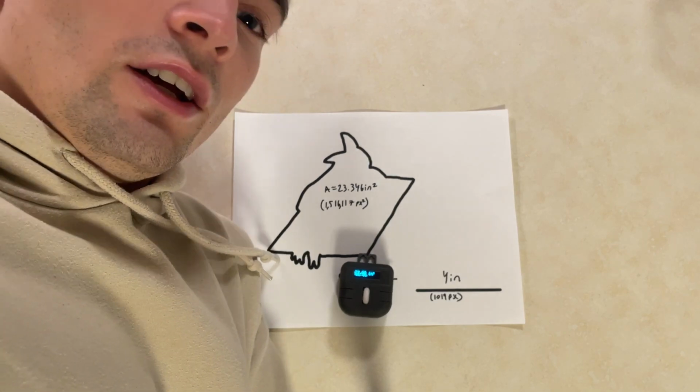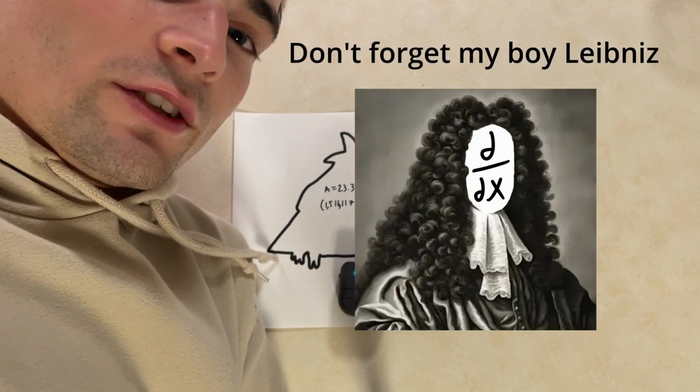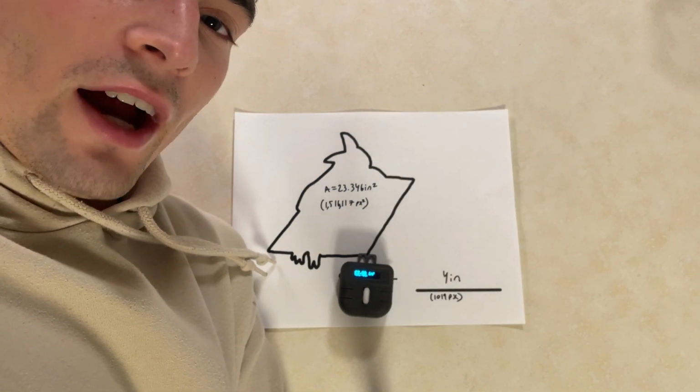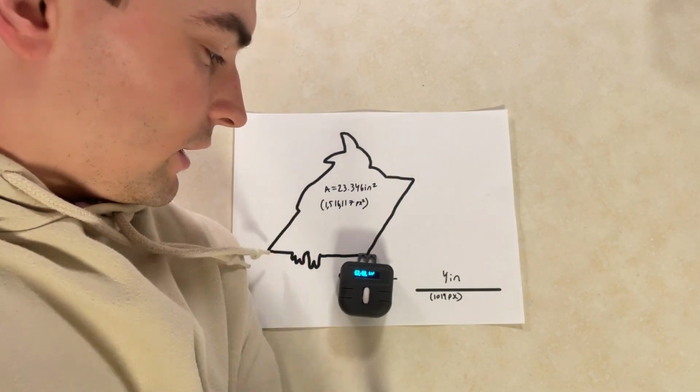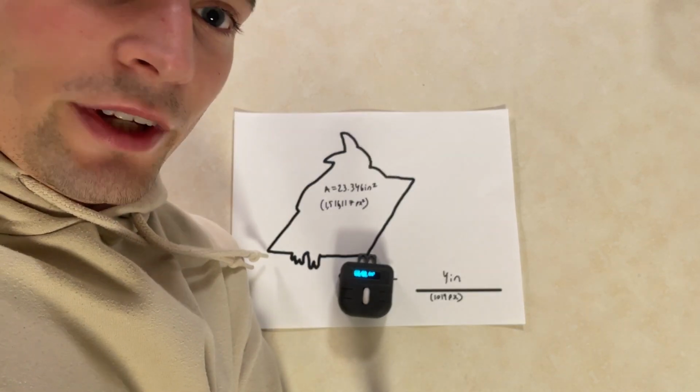And just like Isaac Newton intended for calculus to be used, we now know the area of Dobby in a glue trap. All thanks to this planimeter. That's what it's called.